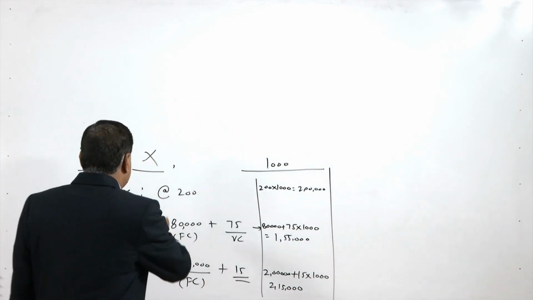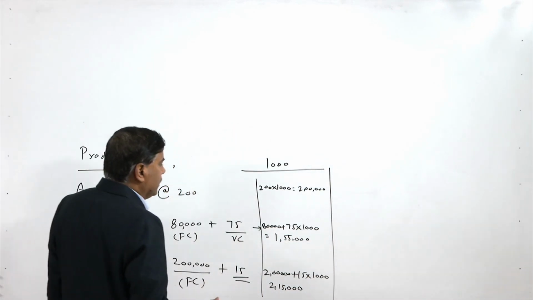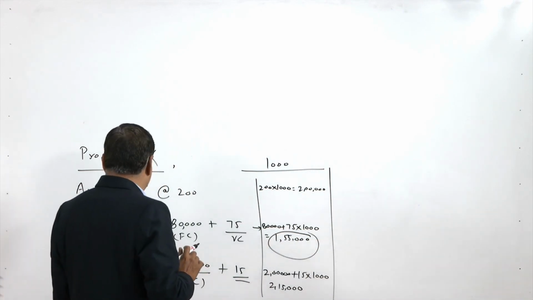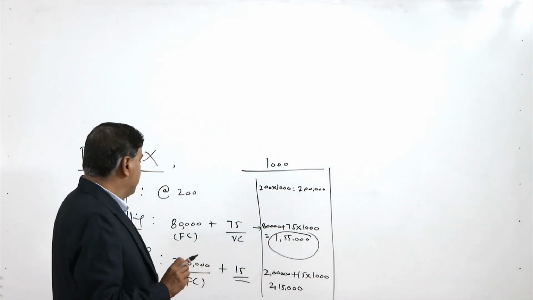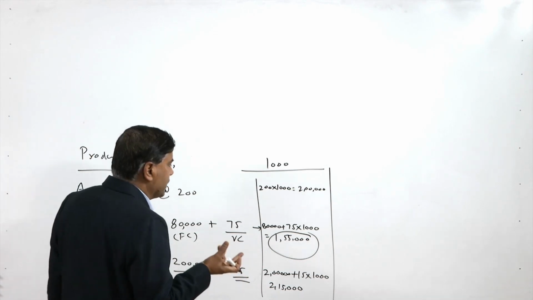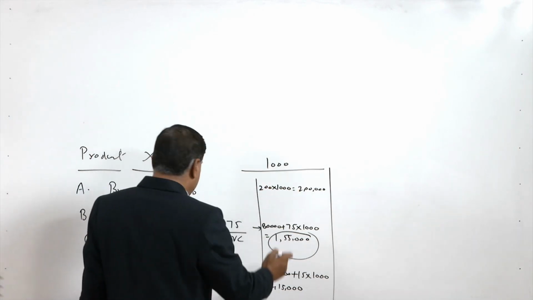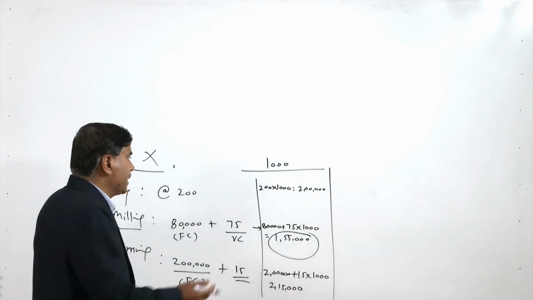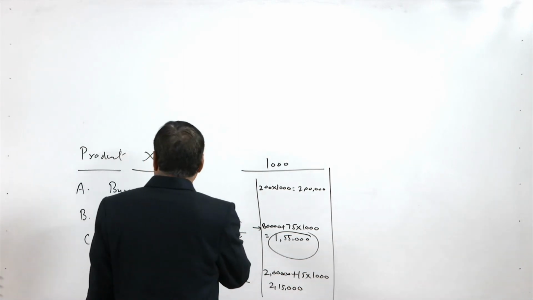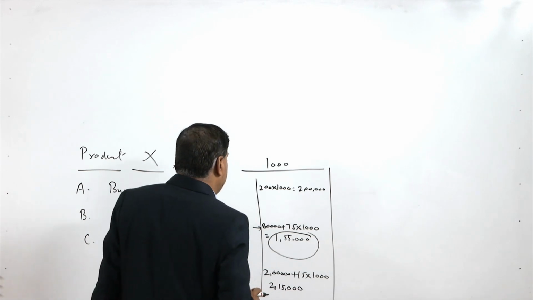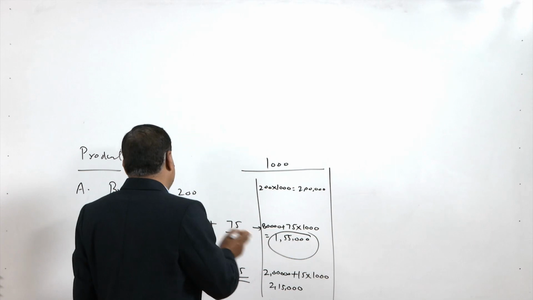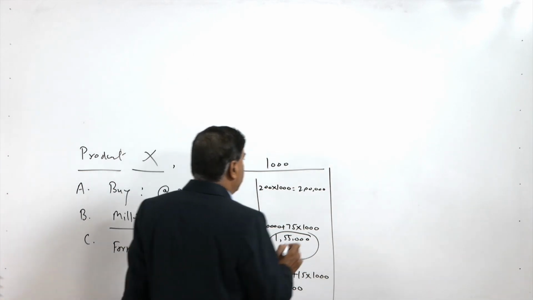So, if our requirement is 1000 units, then among the three, the best option is the use of the milling machine, machining by milling to get the desired product instead of buying or forming. Forming is coming out to be costlier as compared to buying, and the cheapest one is the milling option.